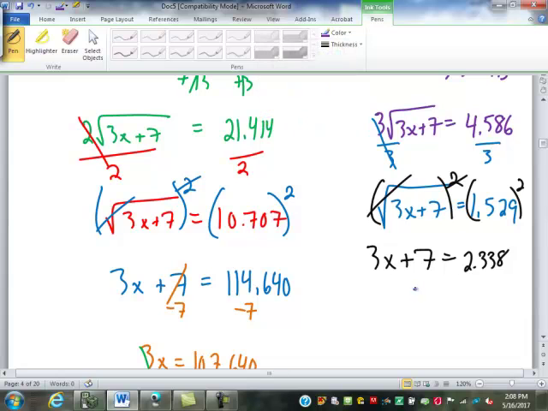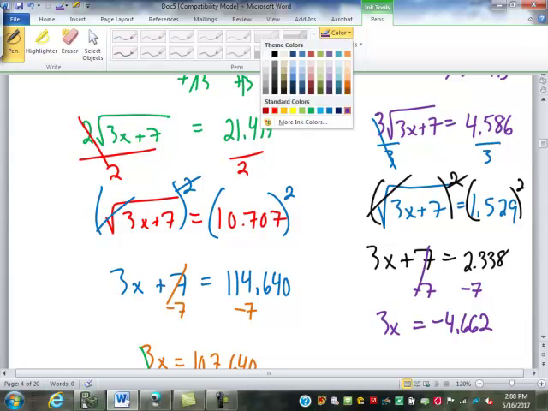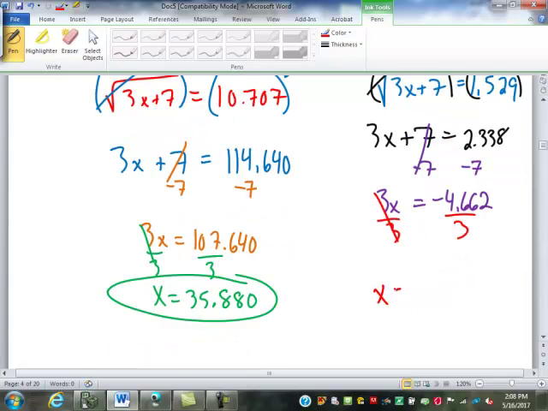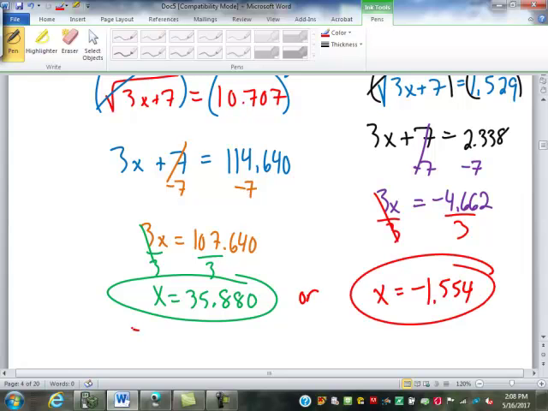Now we have to subtract 7. 3x equals 2.338 minus 7, which is a negative 4.662. And divide by 3. x equals a negative 1.554. So those are the two possible answers for that one.